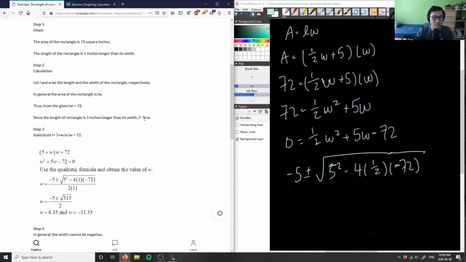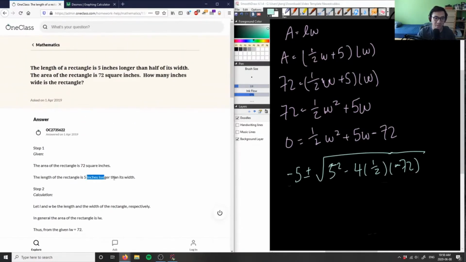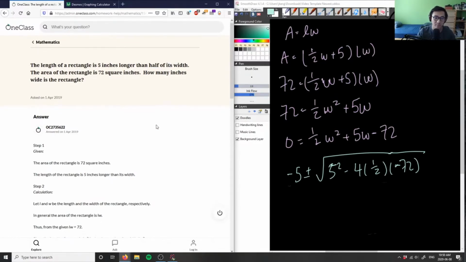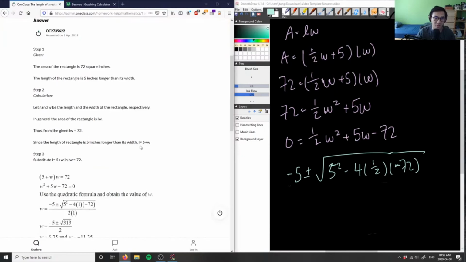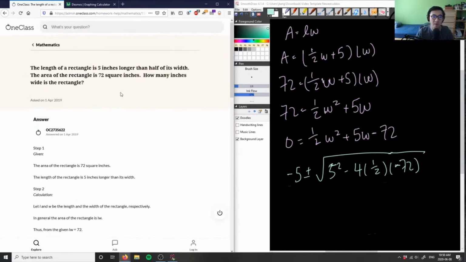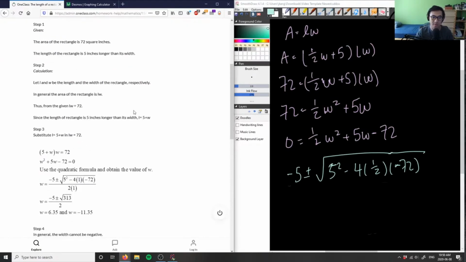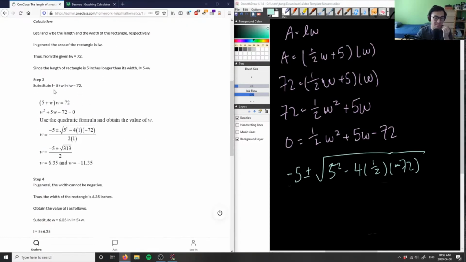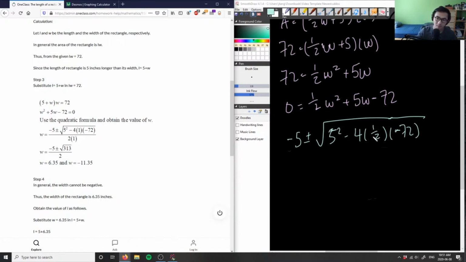So they wrote L equals 5 plus W and not half W plus 5. It says the length of the rectangle is 5 inches longer than half of its width, so they forgot the half of its width. Because of that, they made the wrong equation. They wrote L equals W plus 5 when it's supposed to be half of W plus 5. So this solution is immediately incorrect. I believe the steps are correct, but they didn't write half of the W. So I believe my solution is correct.